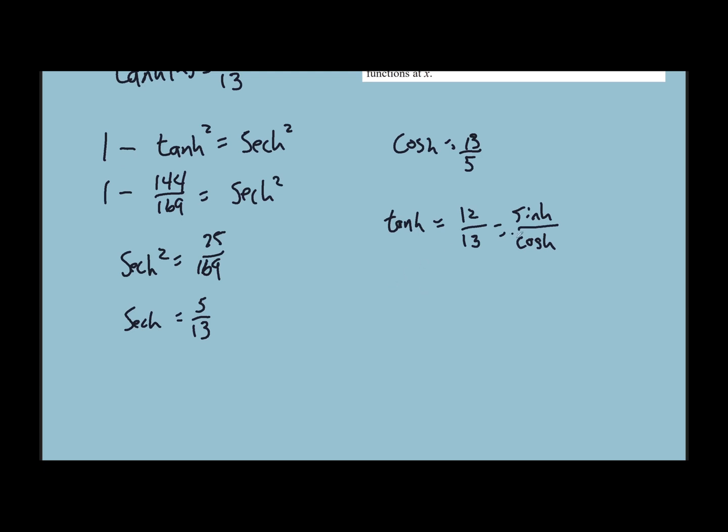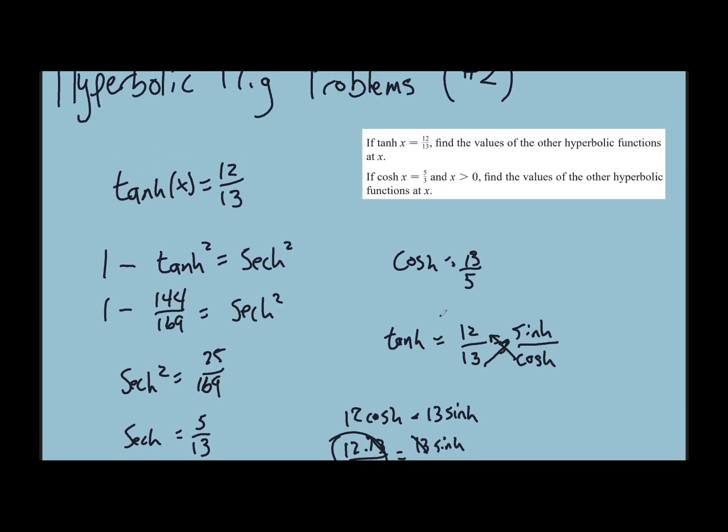So that if we multiply these up, we would get 12 hyperbolic cosine equals 13 hyperbolic sine. Of course, this is all of x. I'm just shorthanding it a little bit here. You should be able to follow this. So that would be 12 times 13/5 equals 13 hyperbolic sine. Of course, the 13's cross out, so it would be 12/5 for hyperbolic sine. That should cover most of the functions for this one.